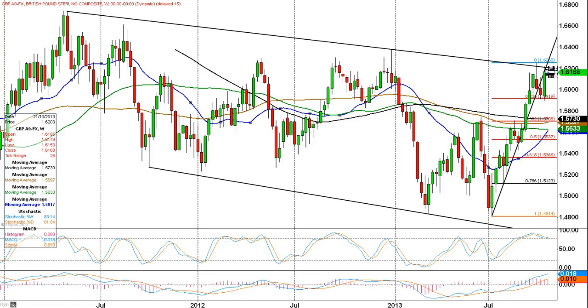Maybe we'll just hover around below this trend line to allow the daily stochastic to get into overbought territory and then drift lower into the end of the week down to the 159.20 area. I'd say that's the most likely scenario. We'll see as the week progresses.